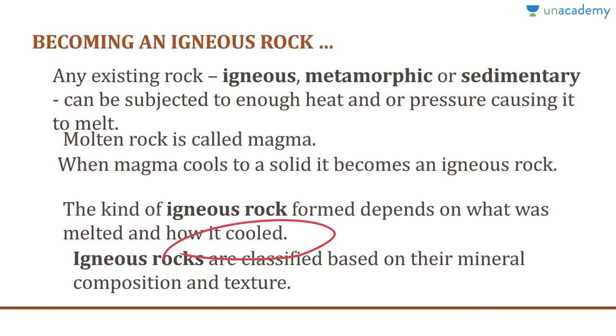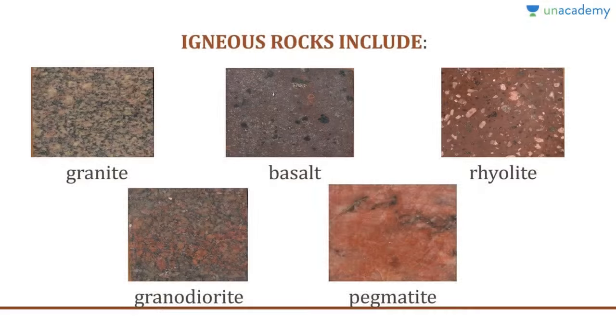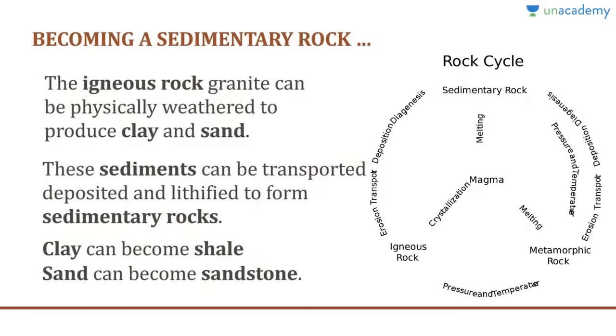Now, igneous rocks are classified based on their mineral composition and texture. I told you the mineral composition is the one that actually differentiates the different types of rocks. Some examples of igneous rocks include granite, you might have heard of it, basalt, rhyolite, granodiorite, pegmatite, etc. Now let's study sedimentary rock.